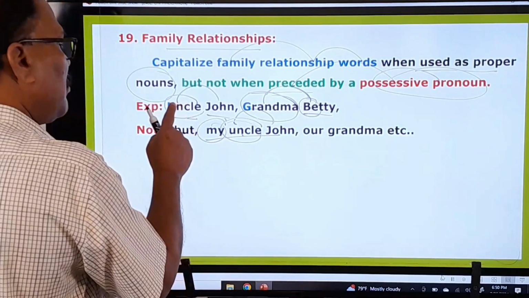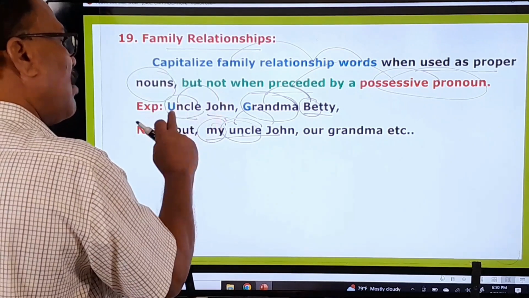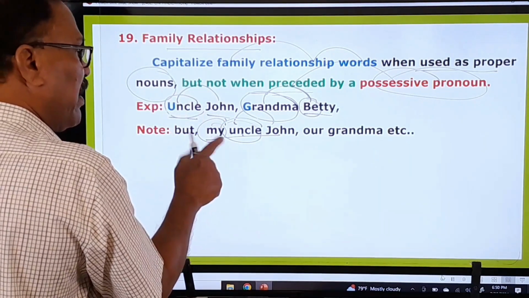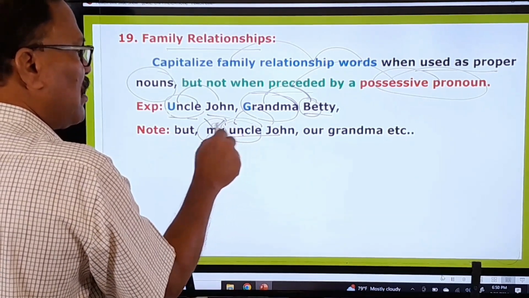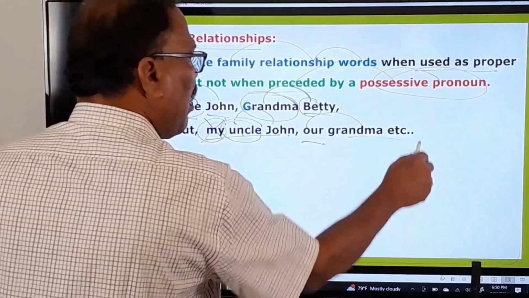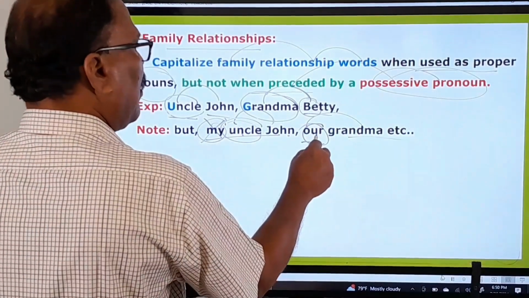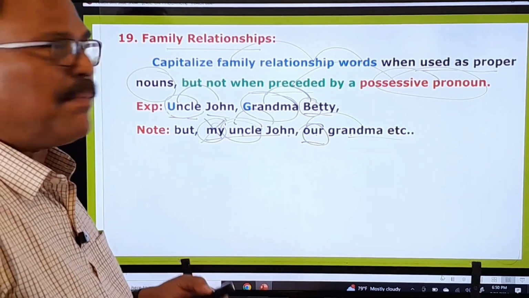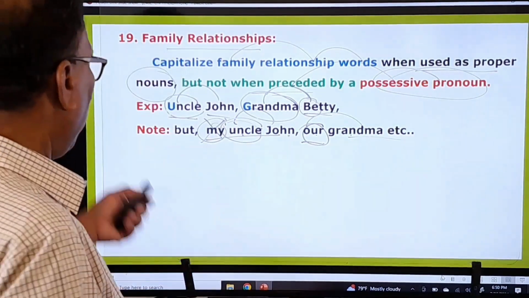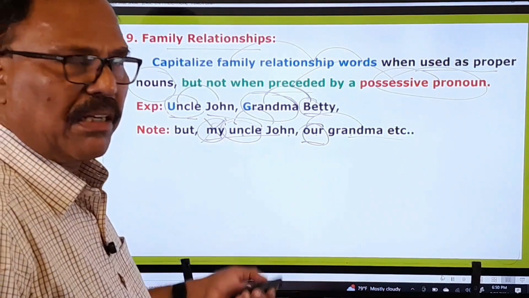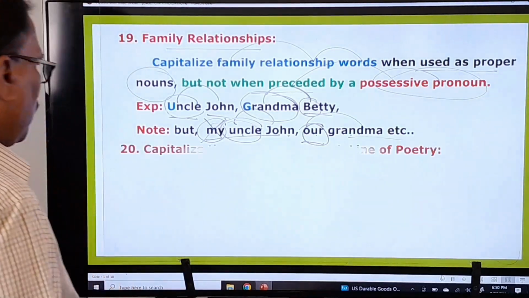uncle. When you simply and directly address that person, Uncle John, then you can use it. But whenever you use a possessive pronoun, you should not say my Uncle John or our Grandma Betty. When these possessive pronouns are there, you should not capitalize the names of relationships. So this point is there. Please learn it again and again if you cannot understand.